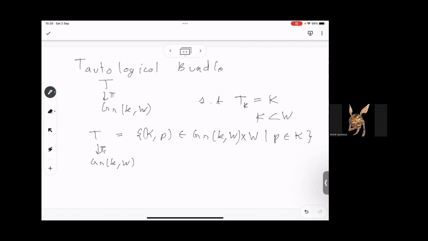Right, and now one can check that the inverse image of the point K in the Grassmannian is the vector subspace K itself. So in some very weird sense, what we have done is say that a point in the Grassmannian is a K-dimensional vector space. The vector space we want to attach to that K-dimensional vector space is itself. That's what the tautological bundle is. The vector space above the point K is K itself.